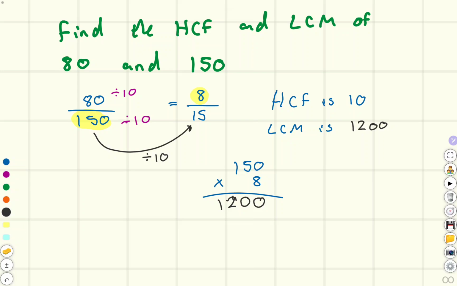So we can see there the HCF is 10 and the lowest common multiple is 1200. And of course, that lowest common multiple we could have got by doing 80 times by 15 as well. And that would have given us exactly the same answer.